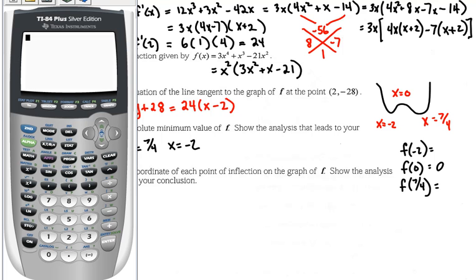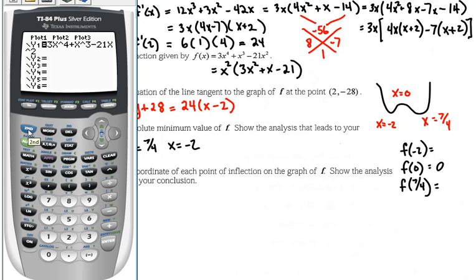So we start with the calculator in home position, and we're going to go to y equals. And we're going to type in the original function there, which is 3x to the 4th power plus x to the 3rd power minus 21x to the 2nd power. And so we have the function in there in y1.